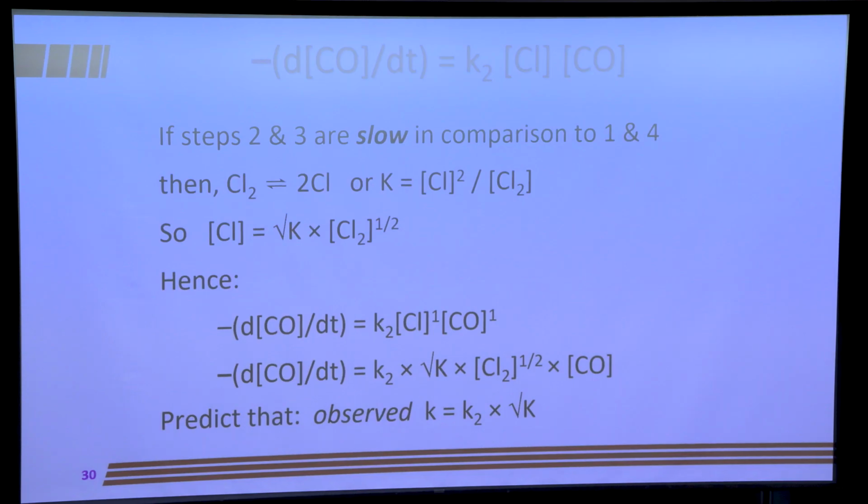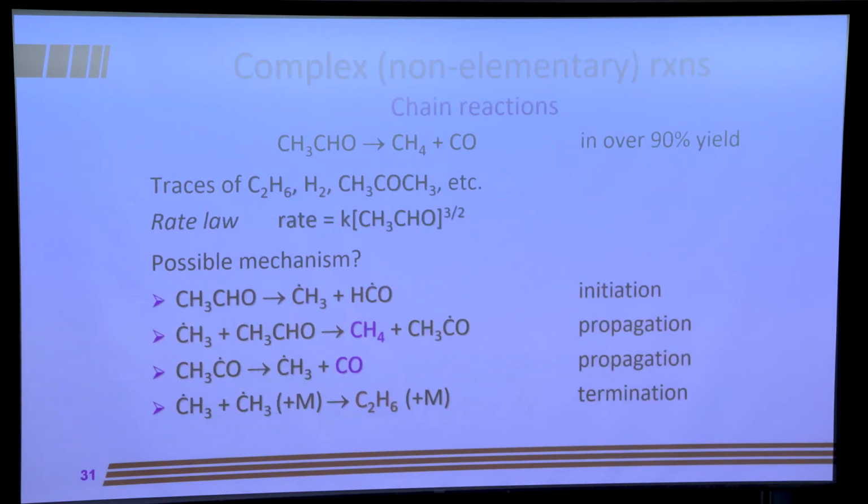So we predict that the observed rate constant is equal to the second order rate constant, which is the rate constant for reaction 2, times the square root of the equilibrium constant for Cl2 giving you 2 Cls, right? And actually, that was investigated, and it was proven that that was true. And that proved the mechanism for that reaction, okay? So that's how it was shown, okay?